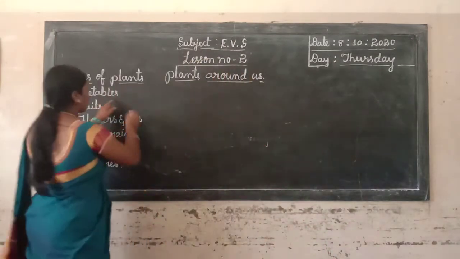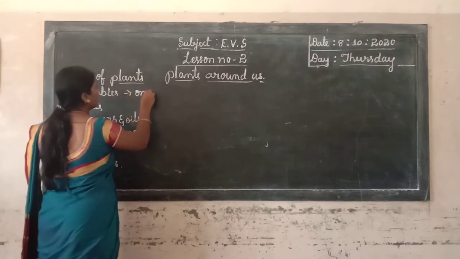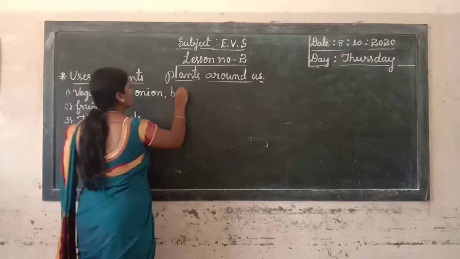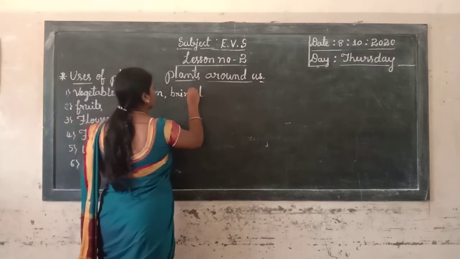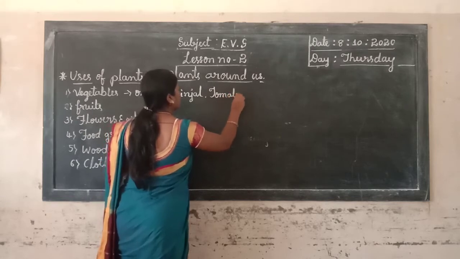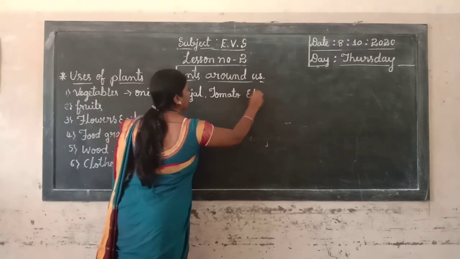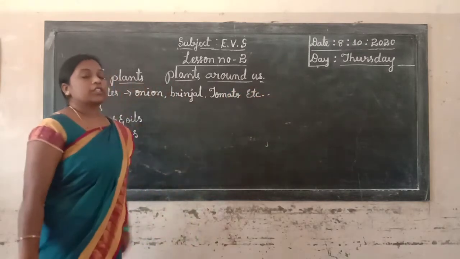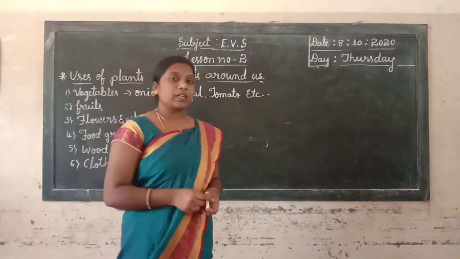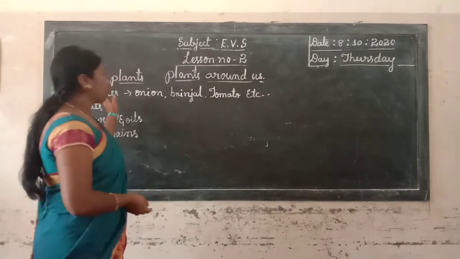So vegetables are onion, brinjal, tomato, etc. So these vegetables we use to prepare many types of dishes. So next we go to fruits.